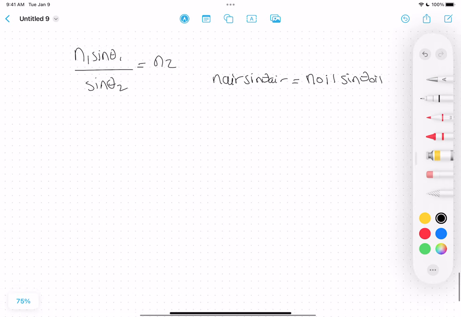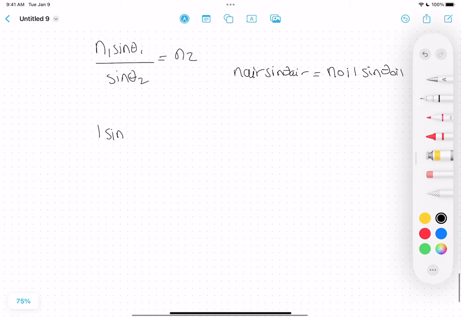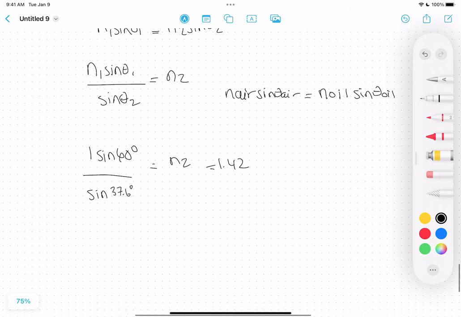Maybe that'll help to visualize this a little better. So we have N air, which is obviously just 1, times sine 60 degrees, and sine theta oil is going to be sine 37.6 degrees, because that's the angle the refracted ray will have. I keep writing this as a big number, 37.6 degrees. There we go. Once you do that, you should get your index of refraction for oil, and I believe that should be around 1.42. Let me double check that. Sine 60 divided by sine 37.6. Yep, 1.42.